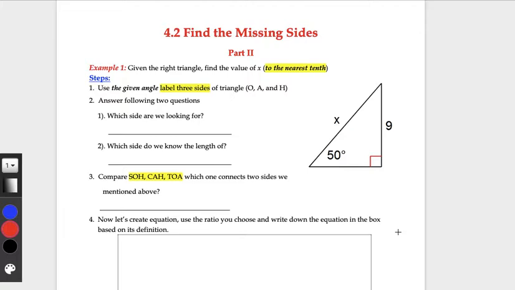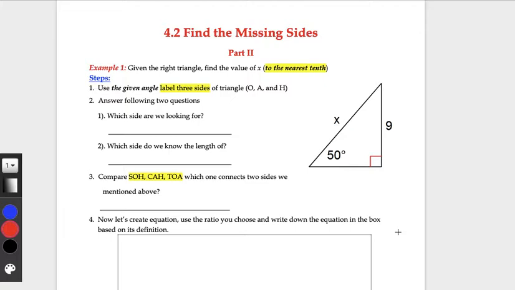Today we are going to continue our discussion about using trigonometry ratios to find the missing side. As I mentioned yesterday, today we are going to look at a slightly different example, and we can also use this chance to review the steps we mentioned before. So if you didn't watch the video or you had a hard time understanding those steps, today is another good chance for you to review this process with me.